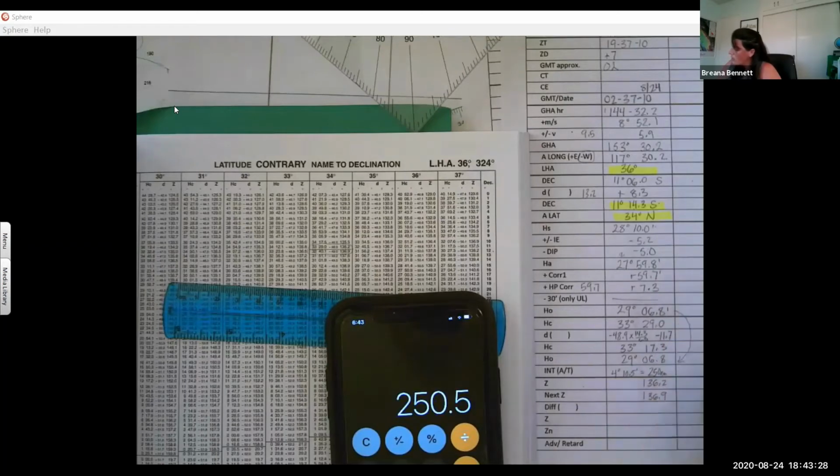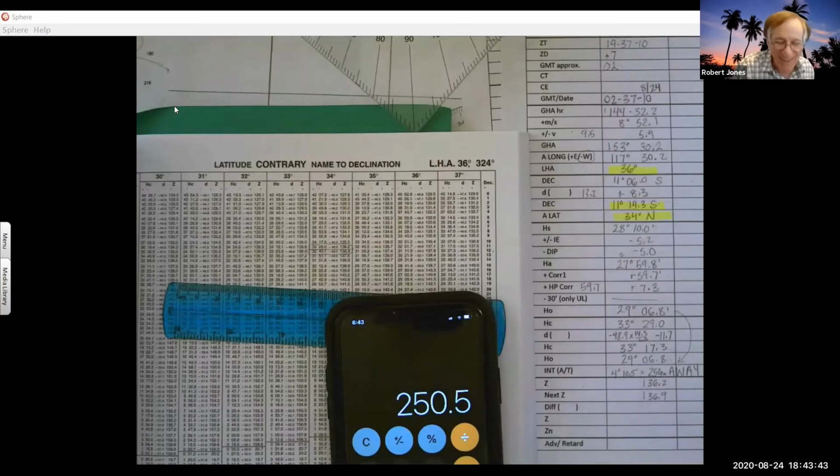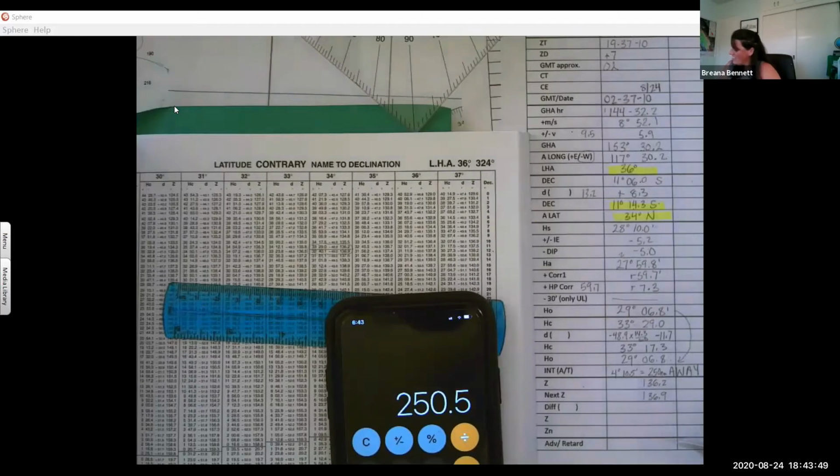Now we do our Ho-Mo-To. Our HO is less, so we're going to be away. So we're 250 miles away. Not a great intercept, but that's all right. I just had you do it anyways.